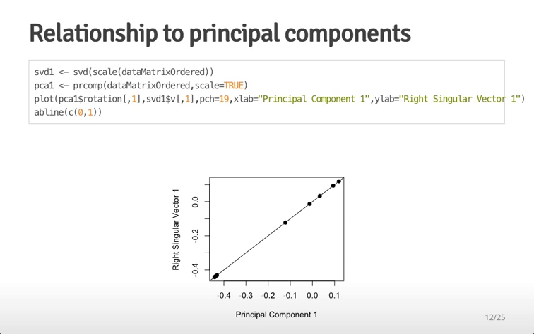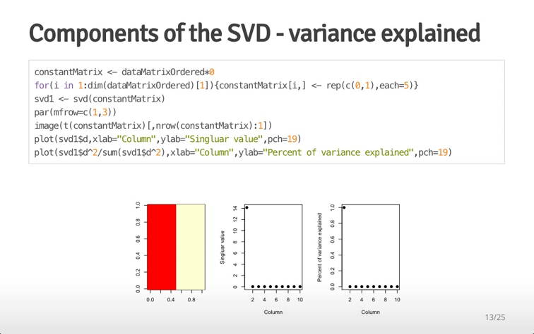Now a little bit more about how the singular value decomposition variance is calculated. So imagine that I create a constant matrix. In other words, I create a matrix where every row is identically the same, where each row has 5 values of 0 followed by 5 values of 1. If I then calculate the singular value decomposition of this matrix and I plot the d values, you can see that there's only one d value that stands out much above the others. It turns out that that actually explains 100% of the variance in this matrix.